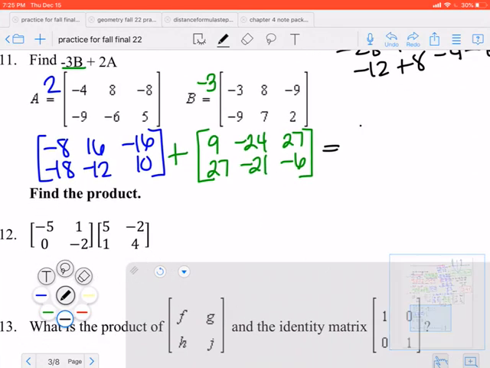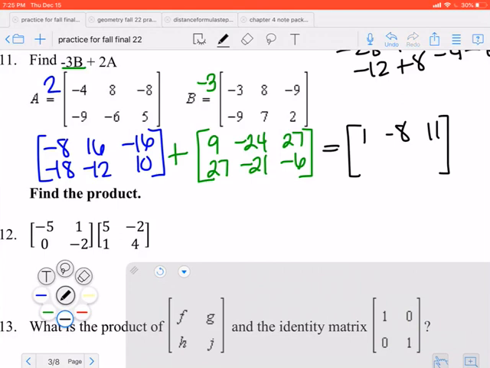Negative 8 plus 9 is 1. 16 plus negative 24 is negative 8. Negative 16, excuse me, I don't want to make dumb mistakes, so I'm trying to type in my calculator at the same time. Negative 16 plus 27 is 11.